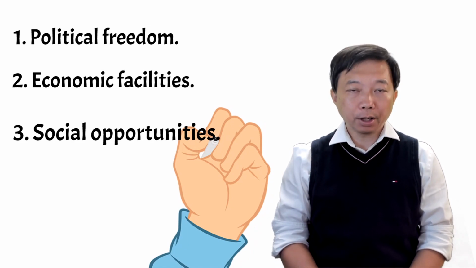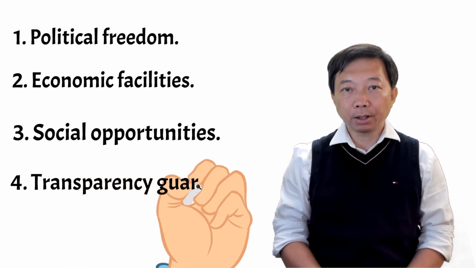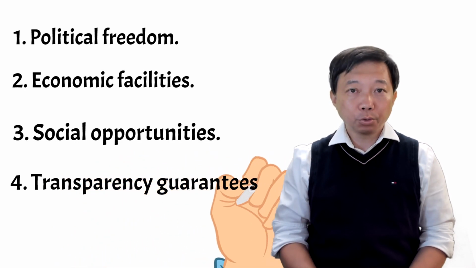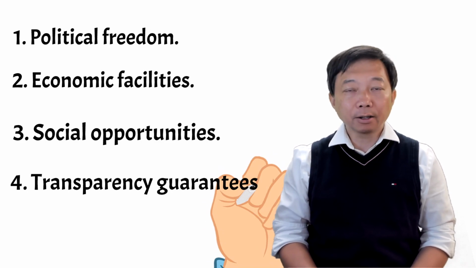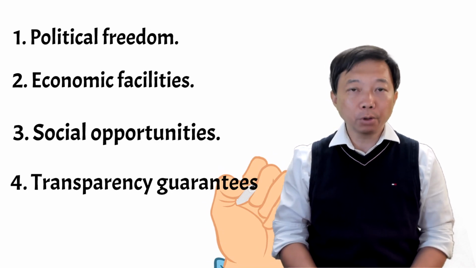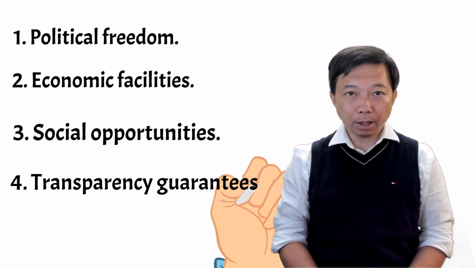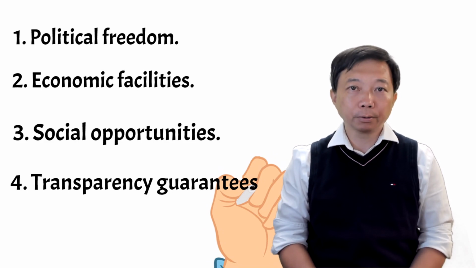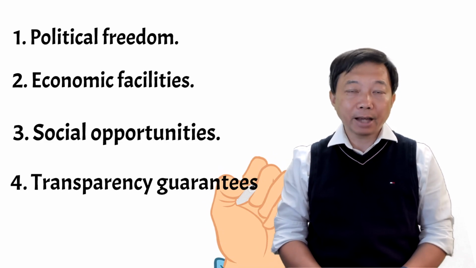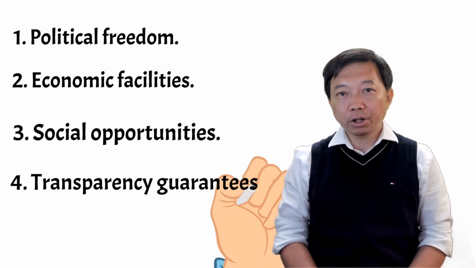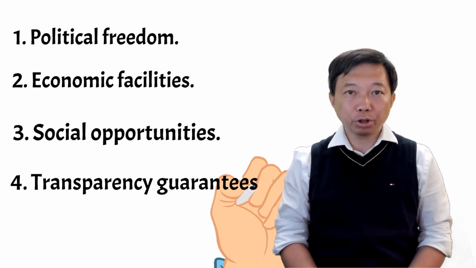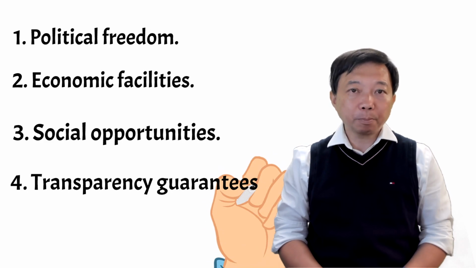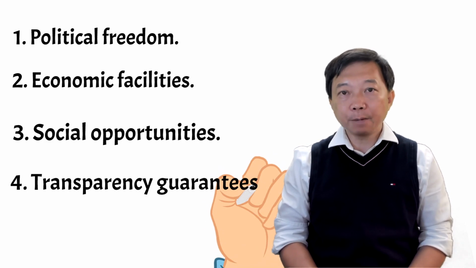The fourth freedom is transparency guarantees. This refers to the freedom to deal with one another under guarantees of disclosure and lucidity. People have the freedom to seek and obtain uncensored information. Transparency guarantees play an important role in preventing corruption, financial irresponsibility, and under-the-table deals.